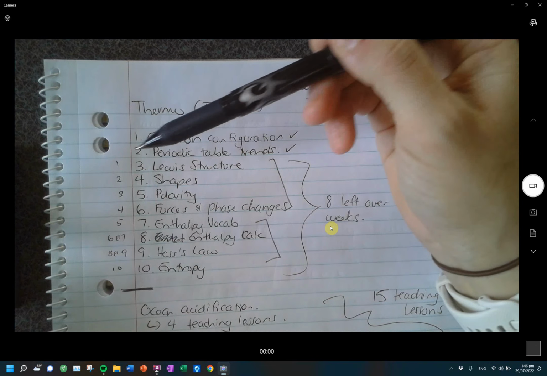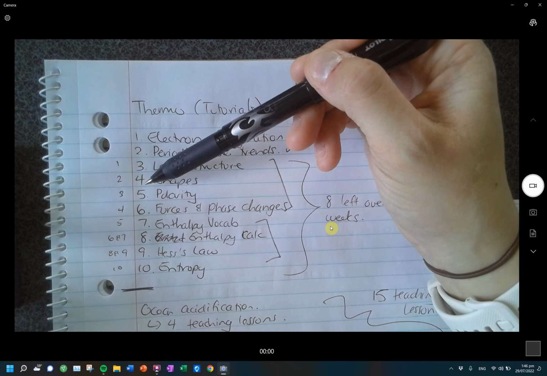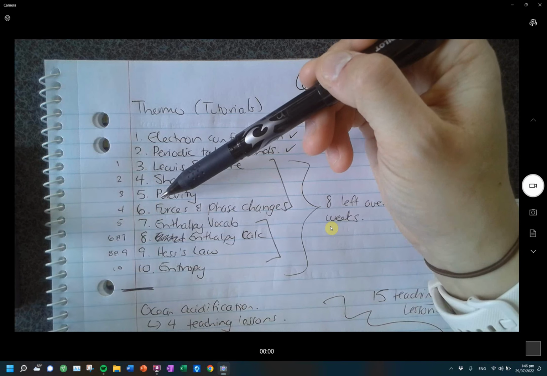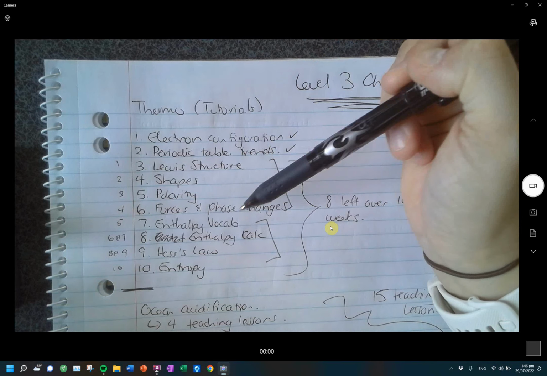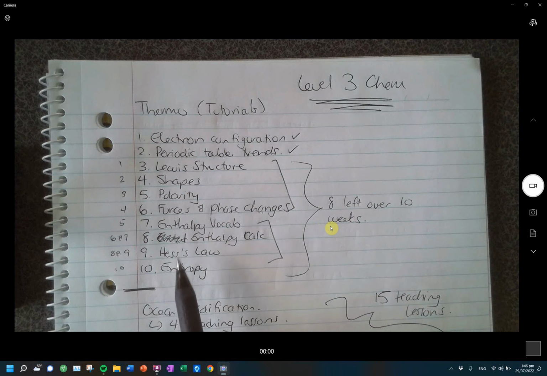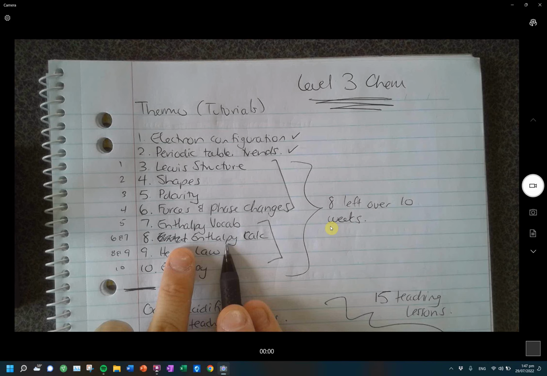So this week I'll just do Lewis structures for you guys. Next week I'll do shapes. I figured you probably want some practice recapping Lewis structures because you can't really figure out the shape without the Lewis structure. I'll do a lesson on polarity, forces and phases, just so you know what that question is. Enthalpy: weeks 6 and 7, I'll do enthalpy calculations.